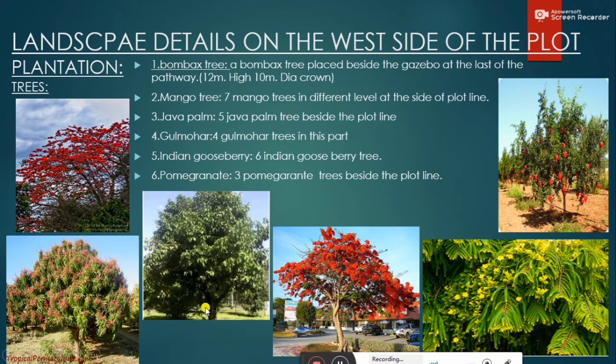Details on the west side of the plot. Trees. Bombax tree: a bombax tree placed beside the gazebo at the end of the pathway. Mango tree: 7 mango trees at different levels at the side of the plot line. Java palm: 5 Java palm trees beside the plot line.